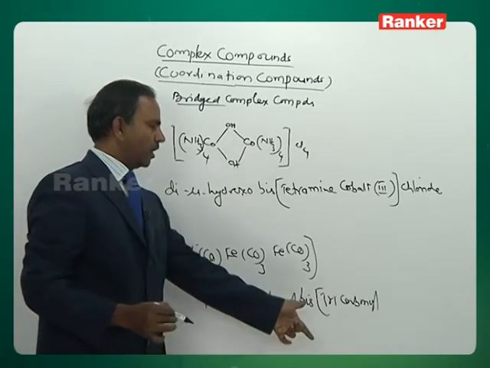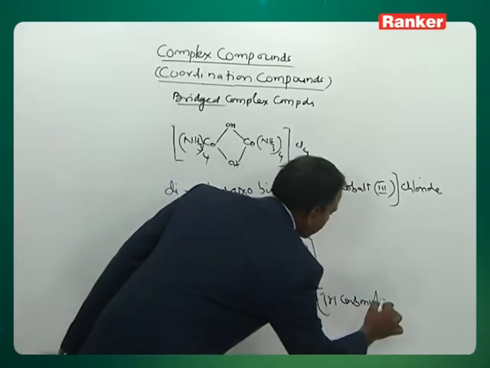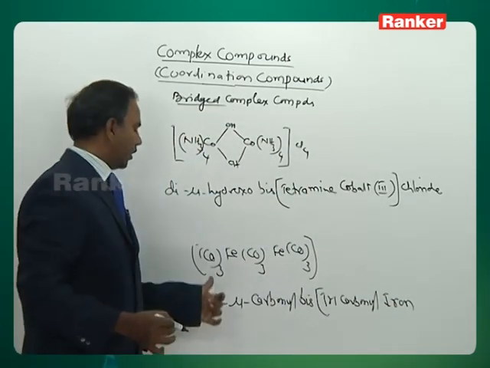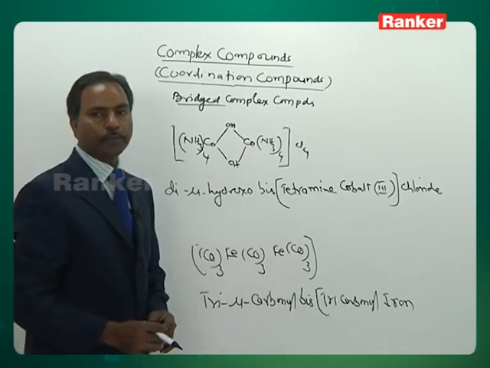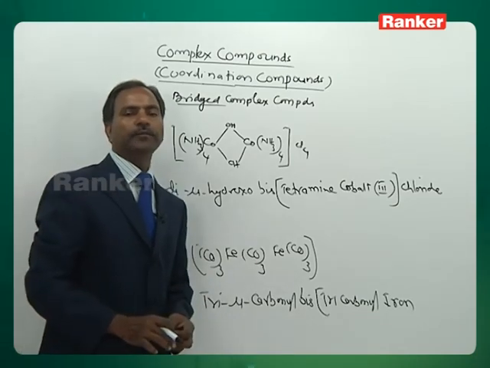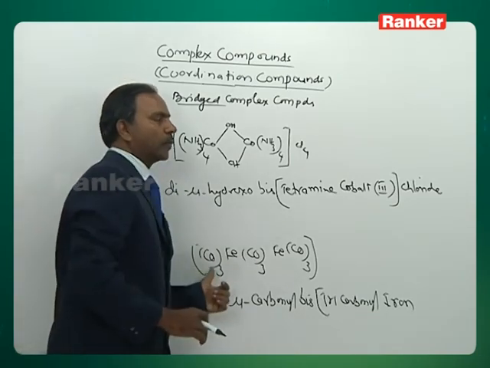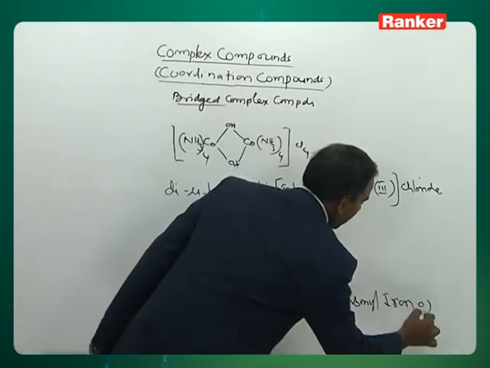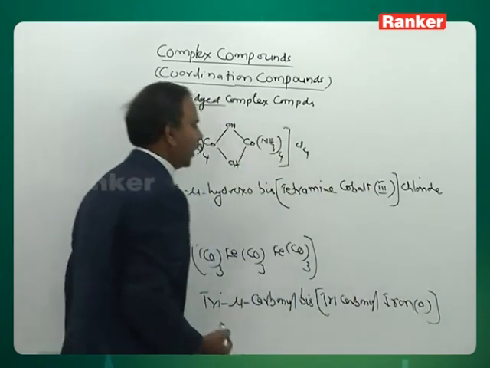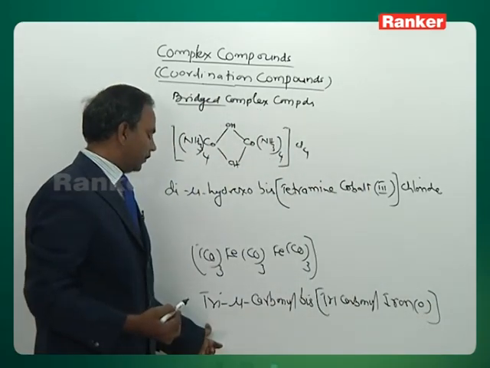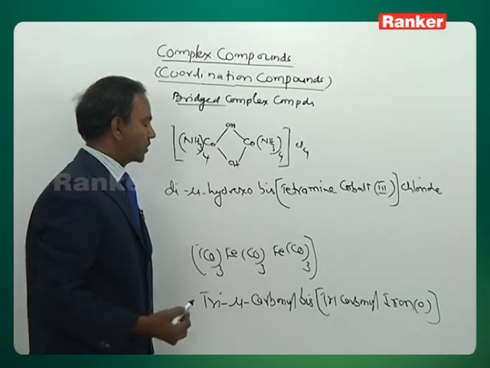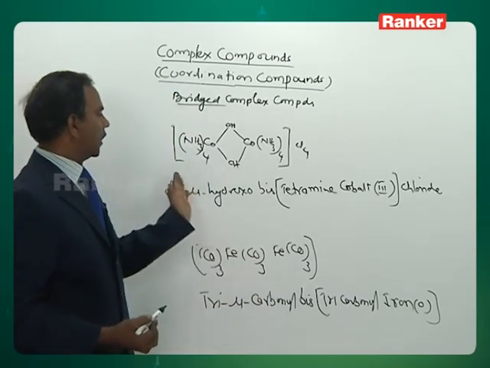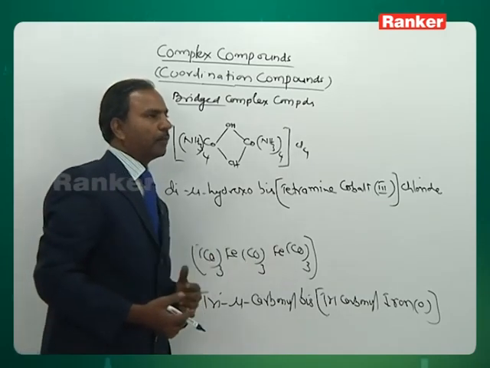Tri mu carbonyl bis tricarbonyl iron. Iron oxidation number is 0. Why? All are carbonyl ligands. You know well, carbonyl is a neutral ligand. Therefore, there is no charge in the complex, so iron has oxidation number 0. Tri-mu-carbonyl bis tricarbonyl iron(0) is the name of this complex. So, in this way, we name these bridged complex compounds.